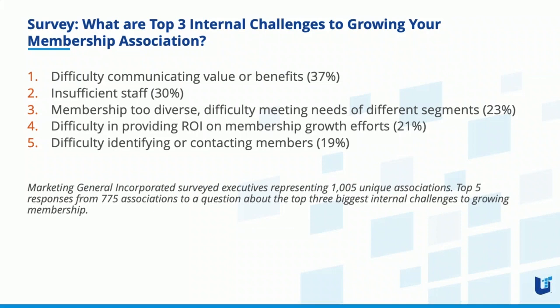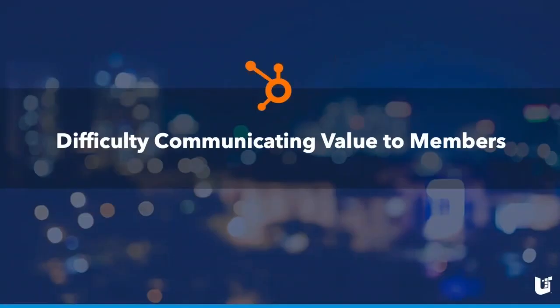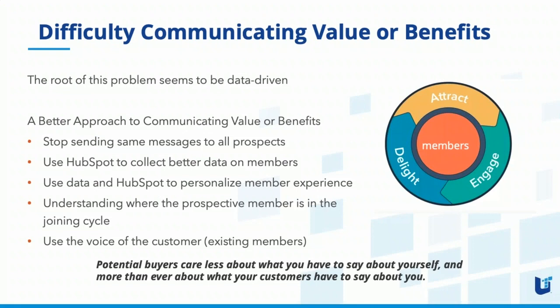I wanted to specifically address how HubSpot could help with some of these challenges. First being difficulty communicating value or benefits. Two, insufficient staff. Third, membership is too diverse, having difficulty meeting the needs of the different segments. Fourth, difficulty in providing ROI on membership growth efforts. And then lastly, the fifth, there's a larger list that we could share, but the difficulty identifying or contacting members. So really looking at how HubSpot could help through this lens, like, how could HubSpot help when you're having difficulty communicating value to members?